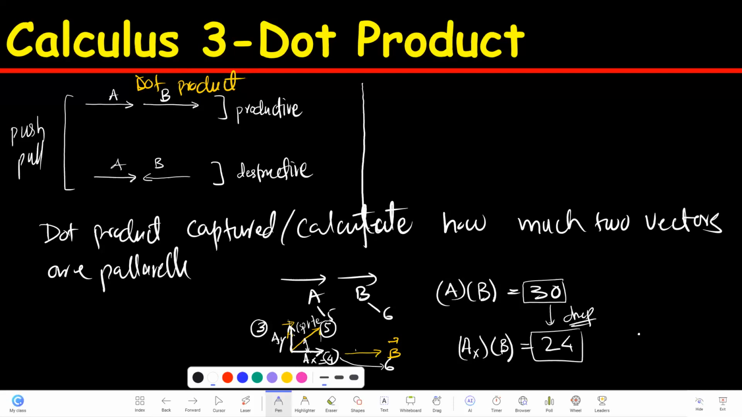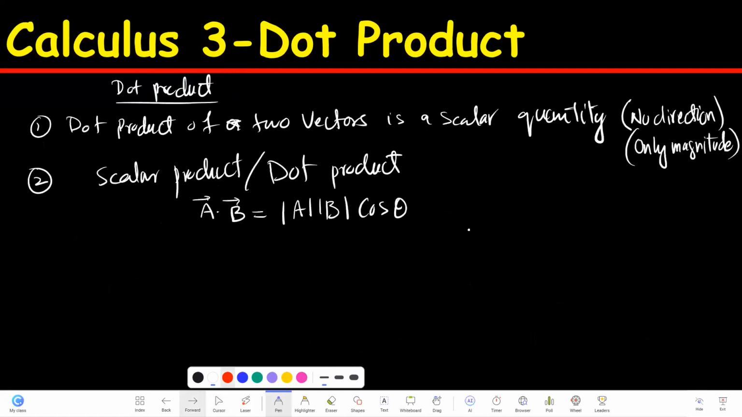Or if I want to draw here, I'm going to draw like this. I'm going to say it's vector A here, vector B here. When you drop the projection of A, it looks like this, called AX. So this is the angle. I'm going to say that theta is the angle between A and B.